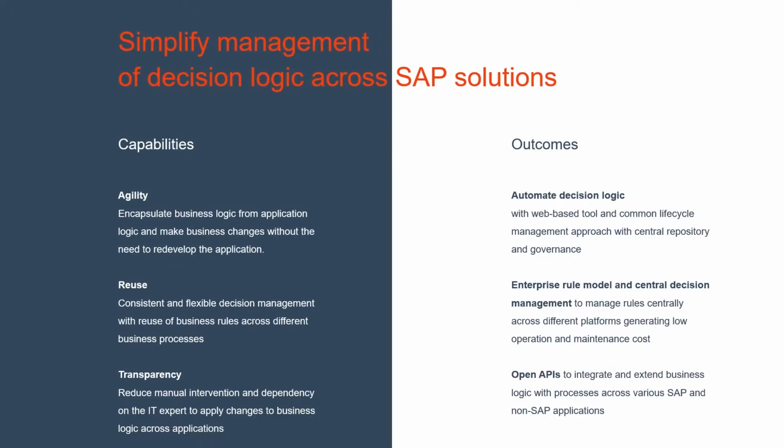So with the SAP Cloud Platform business rules, you can automate decision logic with some web-based tools. So you've got a software as a service application that's delivered, which you can use to configure, author, and release business rules. But also you can implement the SAP Cloud Platform business rules with a UI5 control into your own application. So you could build your own application consuming the SAP Cloud Platform business rules and using them. Then there's this enterprise rule model, which is for central decision management.